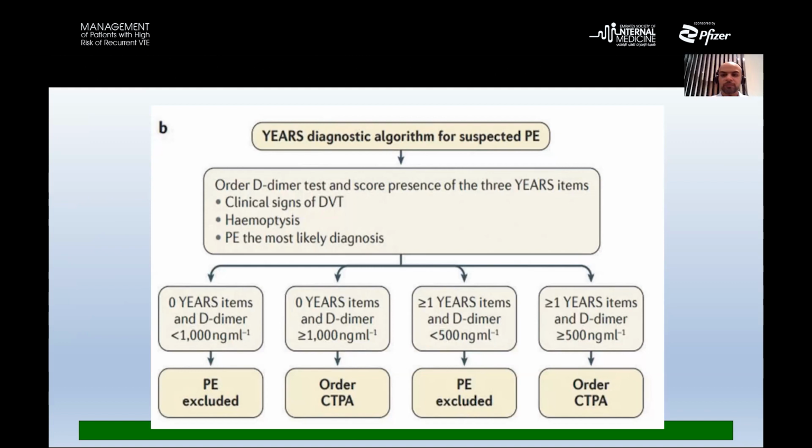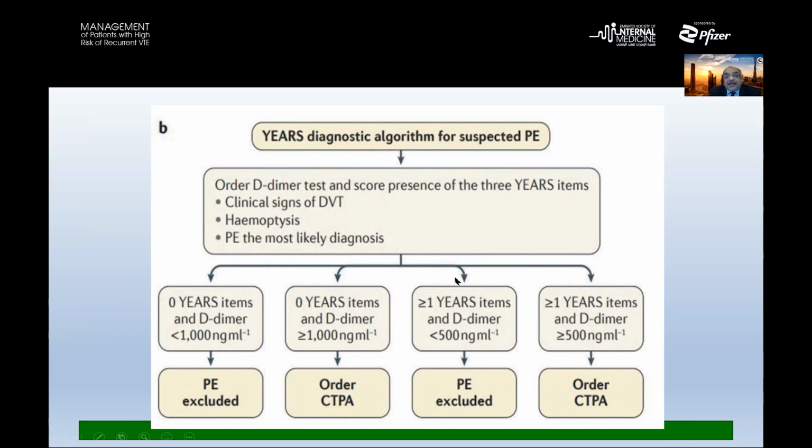If the D-dimer is less than 1,000 and the YEARS items are 0, the PE is excluded. And in most countries, once the YEARS items are 0 and D-dimer is less than 1,000, you have to convince and request your radiologist to do the CTPE. They don't do it for you. If the YEARS items are present and the D-dimer is more than 1,000, you have to do the CTPE.